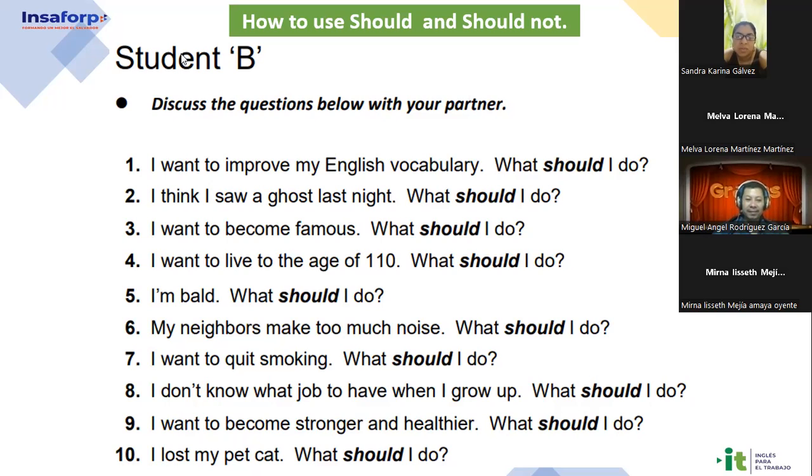I want to become stronger and healthier. Stronger and healthier. What should I do? You should do exercise. I lost my pet cat. What should I do? You should publish it on Facebook. Okay. Good advice, guys. Good advice. I like it.